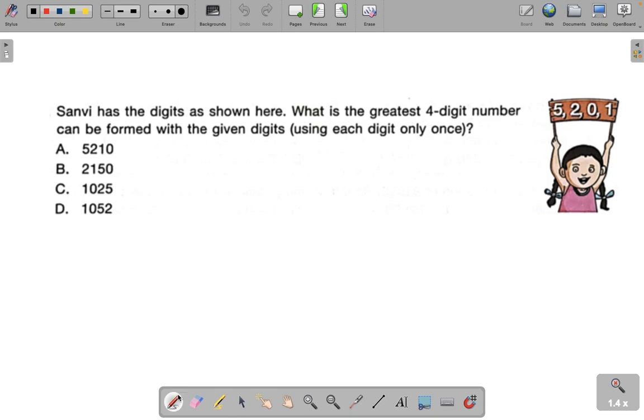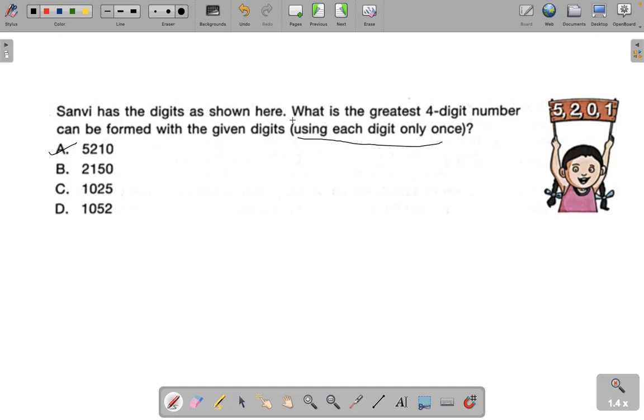Okay. So this question says Sanvi has the digits as shown here. What is the greatest 4-digit number that can be found with the given digits? You have to use each digit only once. Sir, greatest. Yeah. So the greatest 4-digit number. 5210, option number A. Yeah.